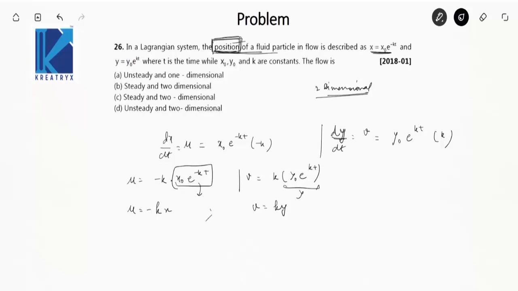Now we know the condition for steady and incompressible flow. I've already proved this in the first question. It is del u by del x plus del v by del y should be equal to 0. Del u by del x is minus k plus del v by del y is k, this becomes equal to 0. So that means the flow is steady and two-dimensional. This is a good question. Many of the students committed error. They saw that here t is written, here t is written, so the flow is unsteady, but they did not pay attention to this word, that it was the position of a fluid particle given. Okay, so the flow is steady and two-dimensional. Thank you.